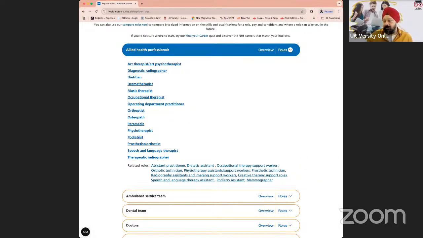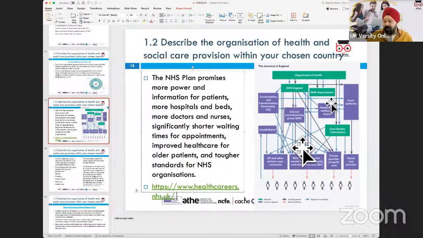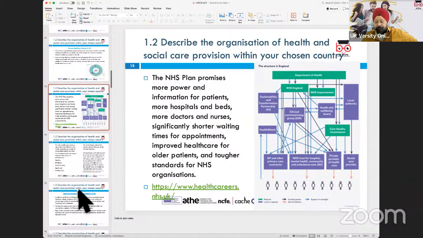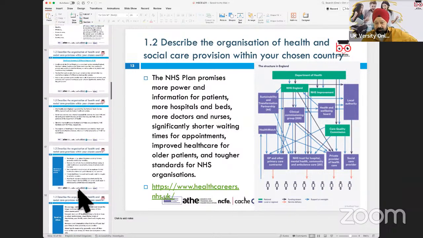Now, if I take you back to the structure, and you'd be able to relate to it, here it's difficult to show, but these kinds of roles would fall under these categories under the Department of Health and NHS England, and that would mean that you would have a very good grasp and understanding of the organization of the health and social care sector within England in particular.